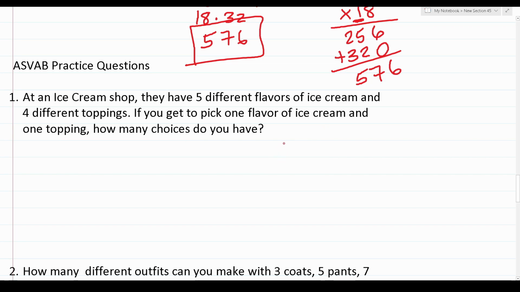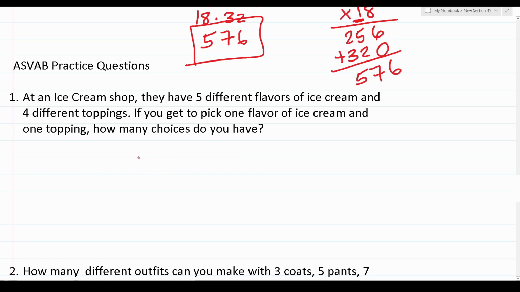Again, at this point, it's appropriate to pause the video, attempt to work out the question on your own, and then resume playing the video to check your solution. This first question says: at an ice cream shop, they have 5 different flavors of ice cream and 4 different toppings. If you get to pick one flavor of ice cream and one topping, how many choices do you have?